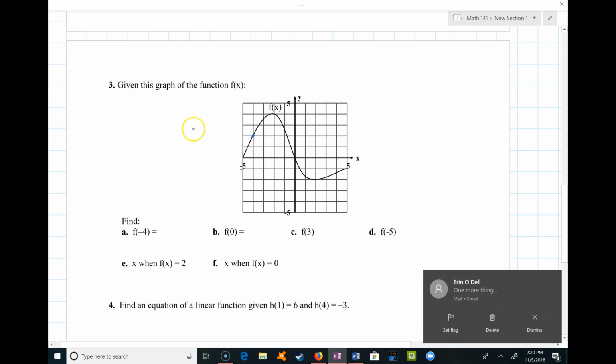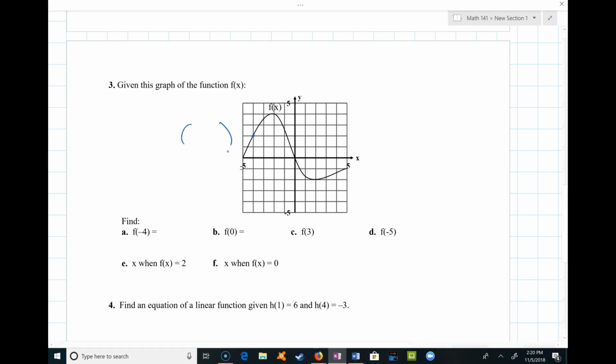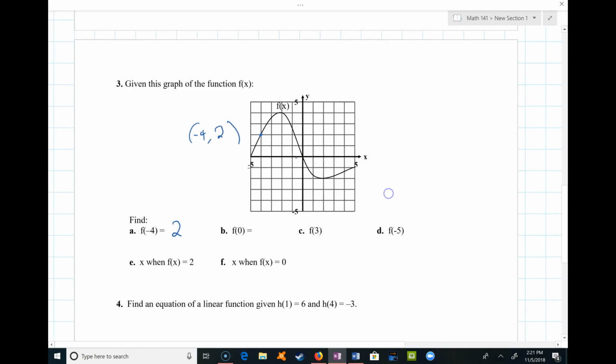So that point right there is the point (-4, 2). So it looks like when I plug in -4, a 2 came out. So I put a 2 there. Whereas this says I plugged in a 0 and got out something. So it looks like when I plug in 0, I get out 0. So that would be 0.